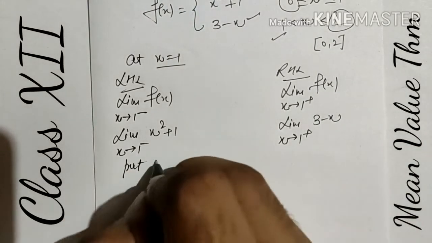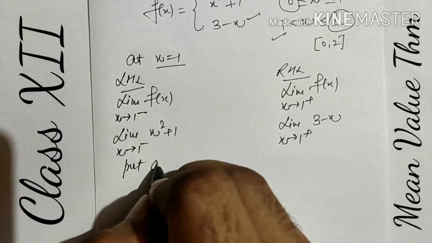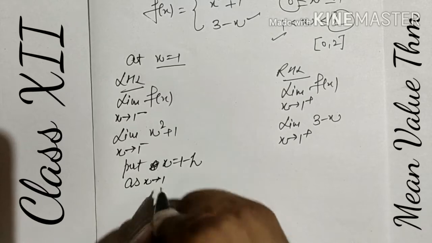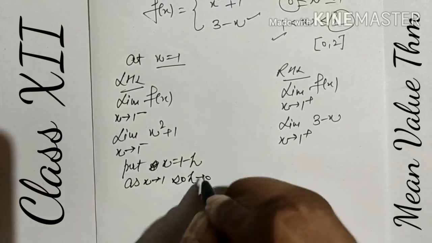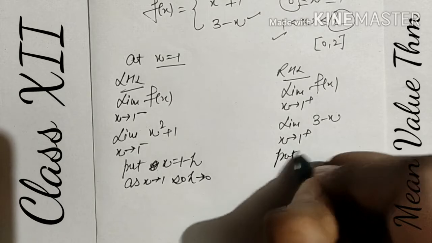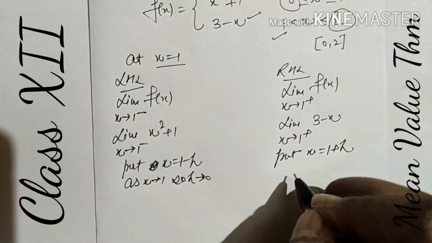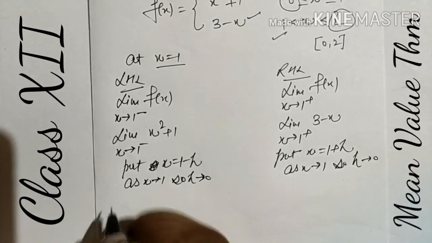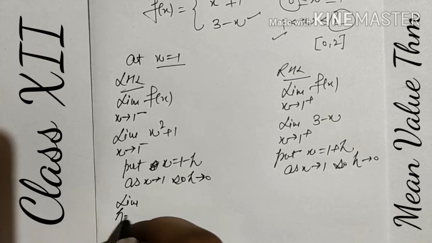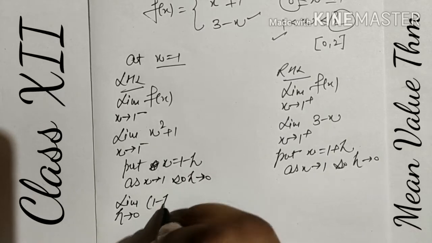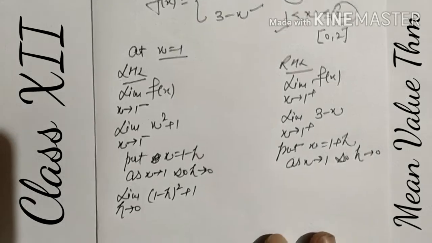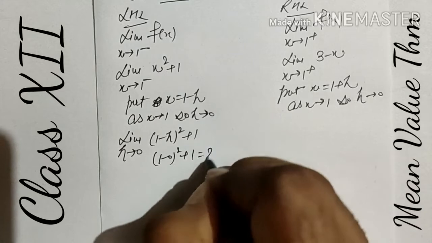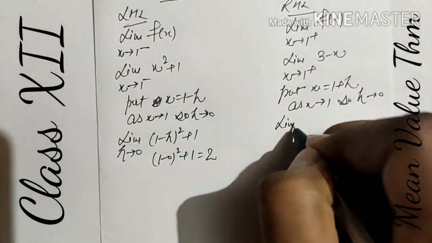Substitution method. As we put value of x is equal to 1 minus h and x replaced by 1, so we get h tends to 0. Here we replace x is equal to 1 plus h. As we use the limit x tends to 1, h tends to 0. So after substitution we get this limit. It is replaced by this one. If we simplify this value by taking h is equal to 0, we get this one. Overall answer 2.